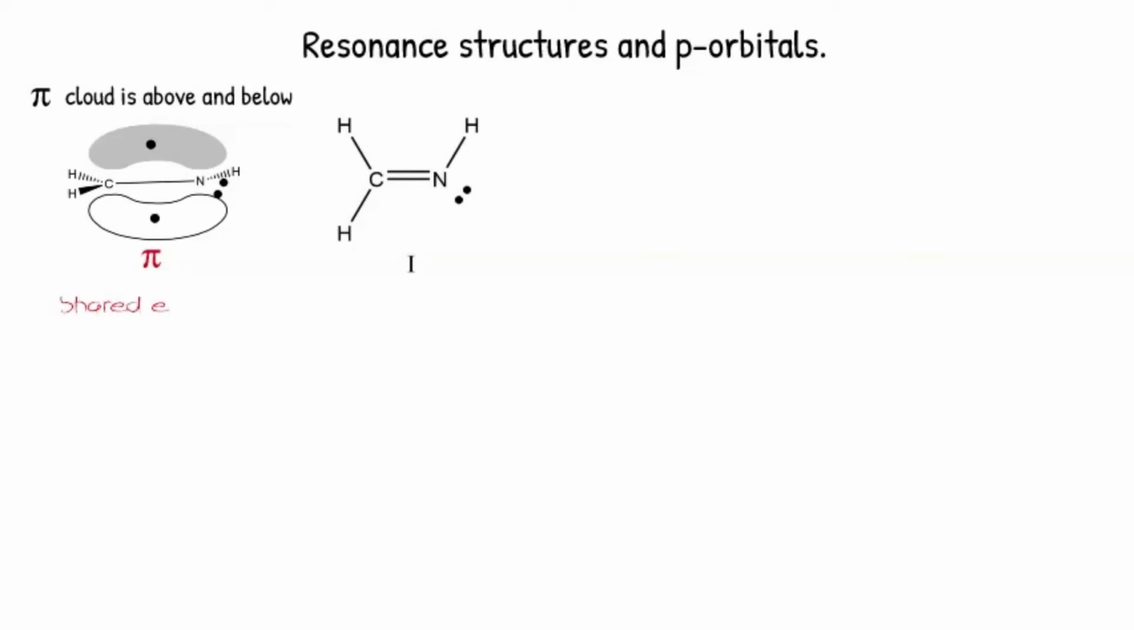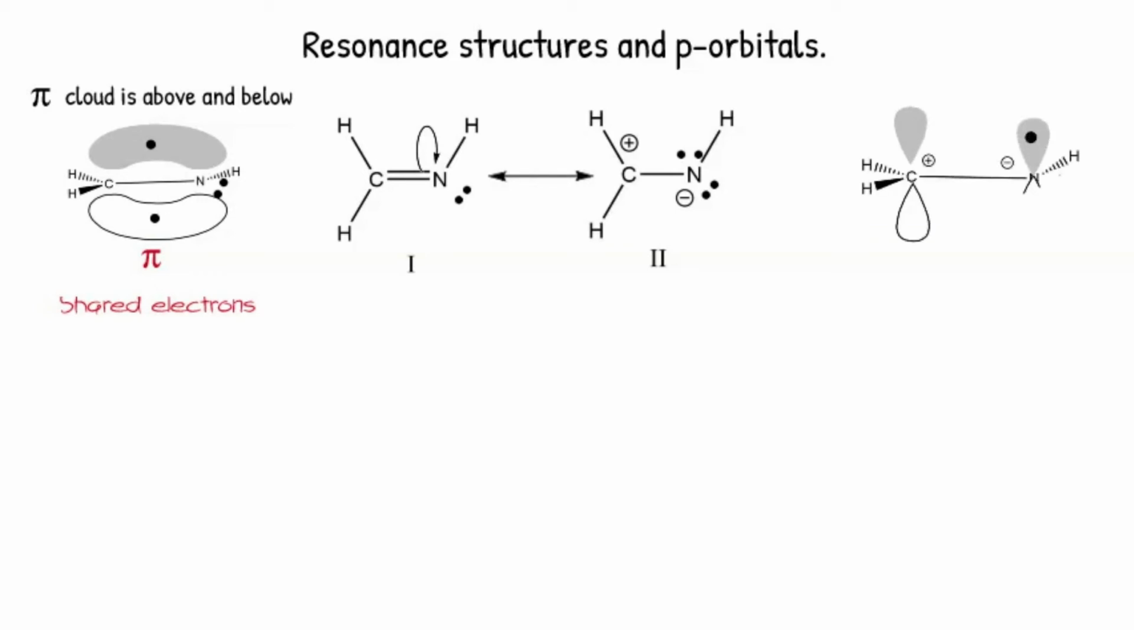There are 2 shared electrons represented by 2 black dots to give the pi molecular orbital. A resonance hybrid 2 is created by shifting these 2 shared electrons to nitrogen. Now, the 2 electrons occupy the nitrogen p orbital, giving nitrogen a formal charge of -1. The carbon has an empty p orbital and its valence electrons is 6. Carbon has a formal charge of +1.